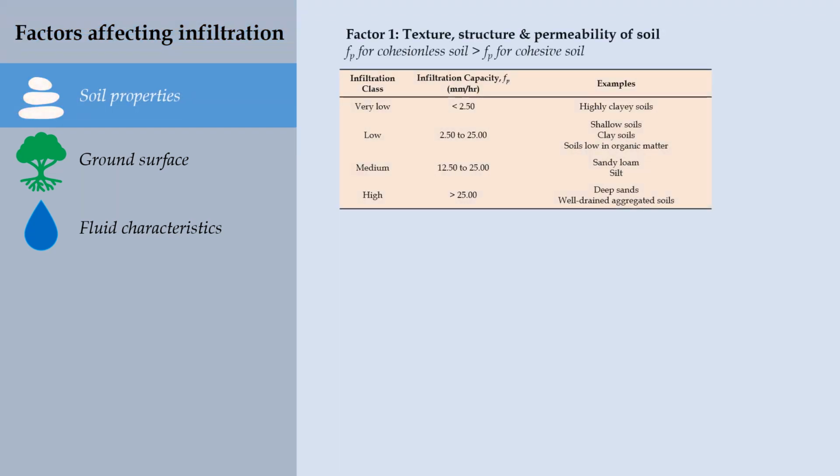The texture, structure, and permeability are among the soil properties that define the infiltration capacity of soil. Soil types under high infiltration class have several similarities, such as high permeability and cohesionless by nature. Some examples of soils under this category are deep sands and well-drained aggregated soils. In contrast, water drainage process is slow in cohesive, clayey soils, and this leads to very low infiltration capacity.